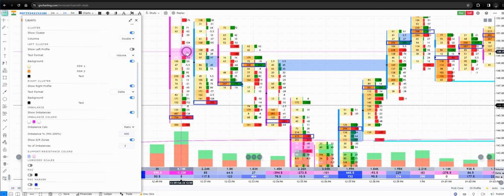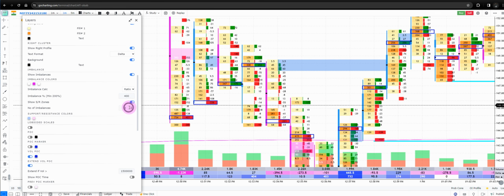And if there are, for example, zones like this where there are three in a row, which we have set over here, this is the ratio, and this is the number of consecutive imbalances which plot the support and resistance zones. This is the way we do it.